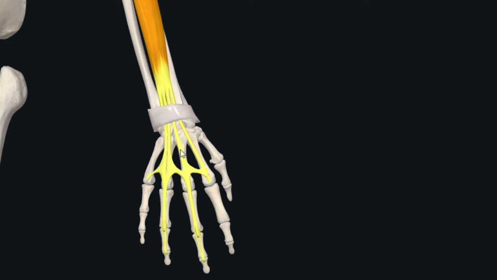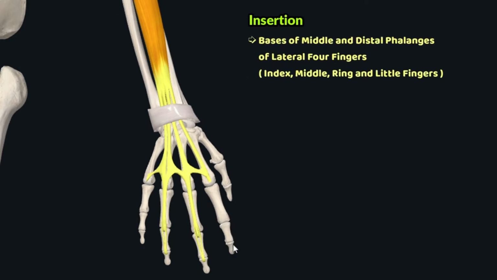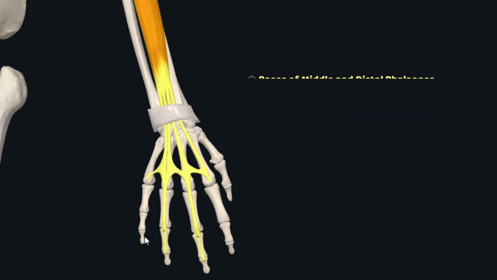Then along the dorsal aspect of the hand, these 4 tendons insert onto the middle and distal phalanges of the lateral 4 fingers, that is the index, middle, ring and little fingers. The tendinous insertion of this muscle onto the index and little fingers is not shown in this model, but this muscle also has insertion onto the middle and distal phalanges of these 2 fingers as well.